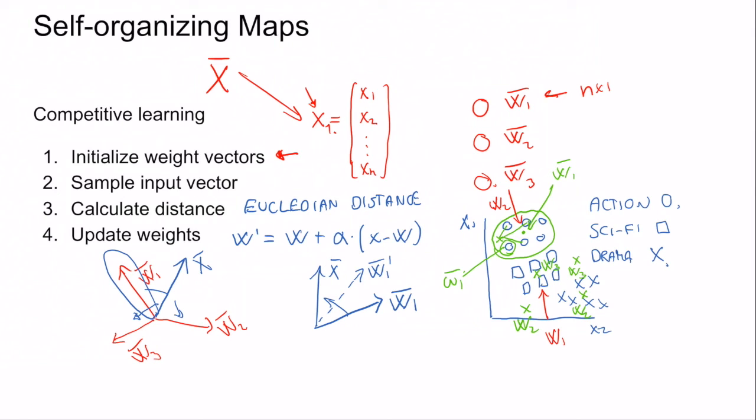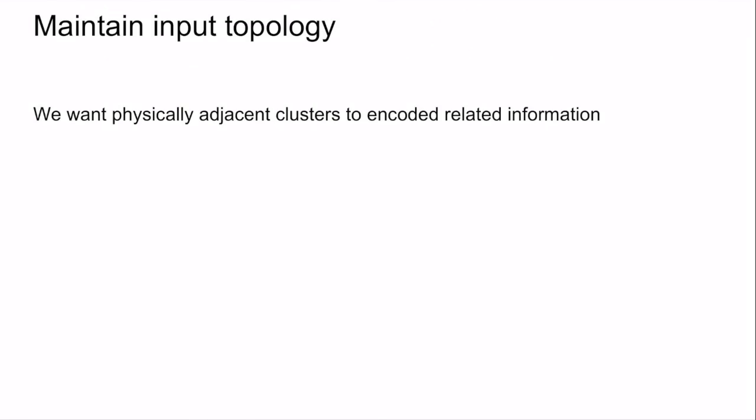So after assigning all these neurons to a cluster, we still want neurons that are close to each other to represent somehow related clusters, right? And this is precisely what we do when we train self-organizing maps. We want clusters that are close to each other to encode similar information. So we provide the neurons with a certain structure.